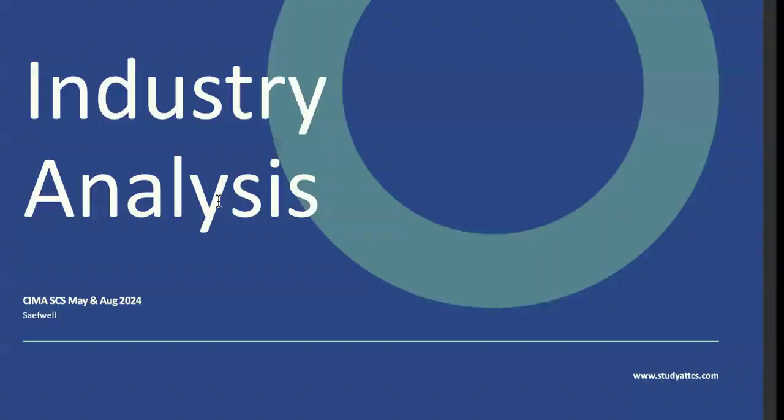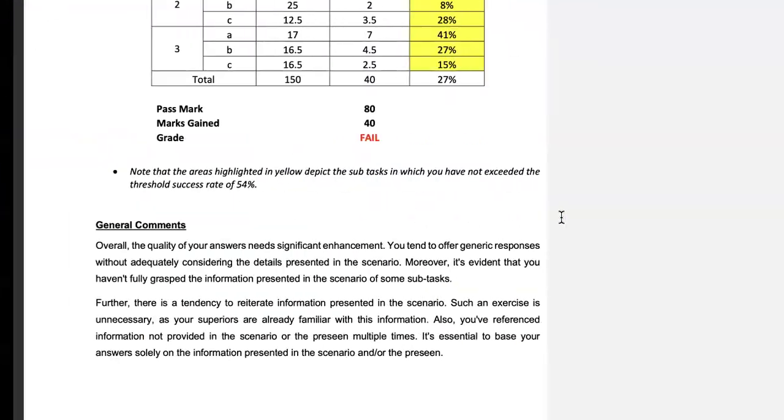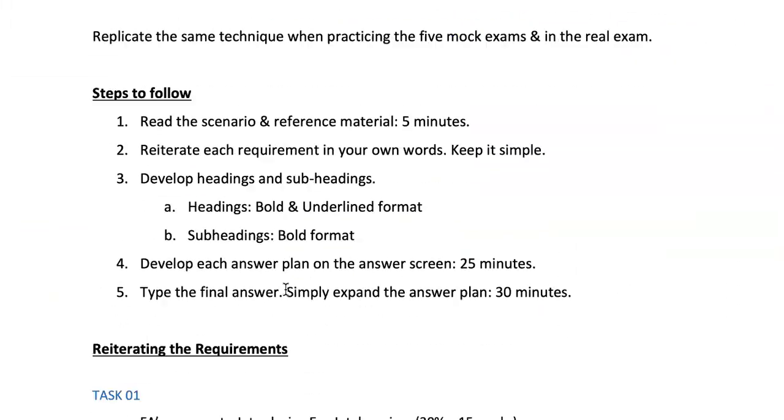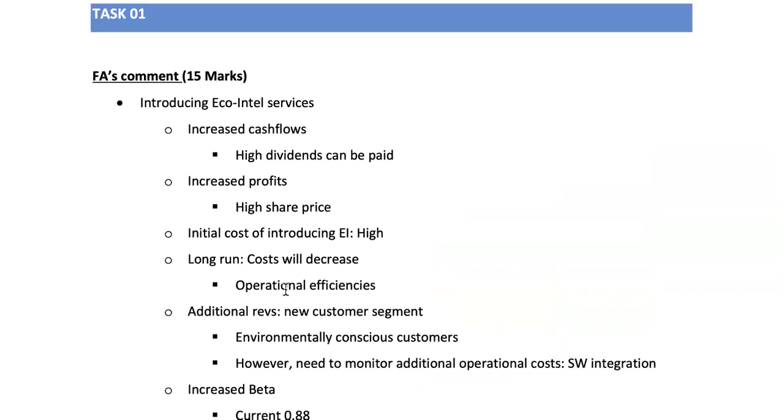Okay, so that's the type of feedback which we provide at TCS under the premium package. And you will also gain access to the answer plans of all 6 mock exams. No other service provider is sharing answer plans. So rather than having access to just suggested answers, we have also made answer plans available under the premium package.